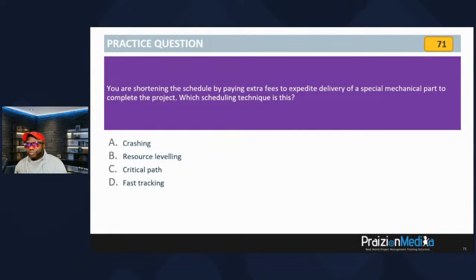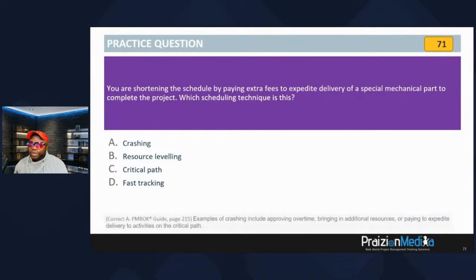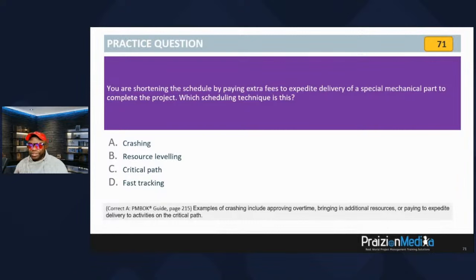You are shortening the schedule by paying extra fees to expedite delivery of a special mechanical part to complete the project. Which scheduling technique is this? All right, your time is up. The best answer is A. It's crashing, paying to expedite delivery to activities on the critical path. That's crashing. Let's go to our next question.